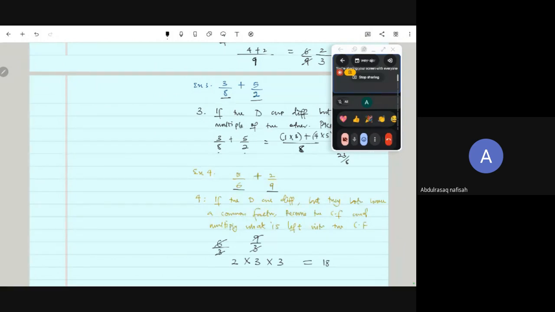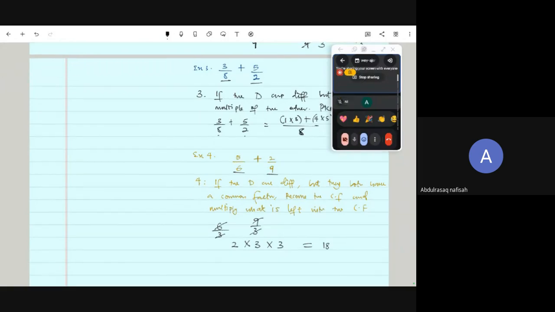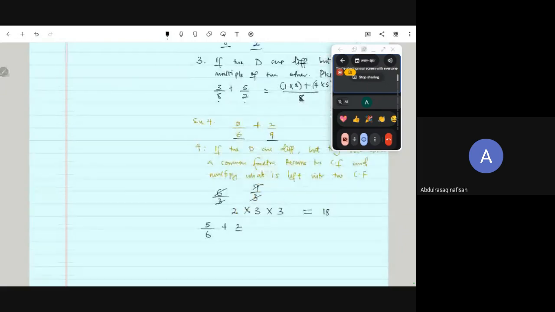If you don't understand it, don't stress yourself. There's another thing you can do, even if you don't do all this. I just want you to know what you're supposed to do. So to solve 5/6 plus 2/9, the LCM is supposed to be 18. But even if you use the idea that 6 times 9, which is 54, and still solve it, you are still on the right track.